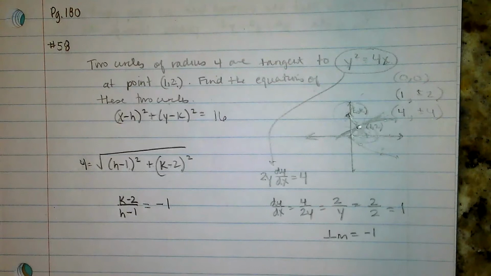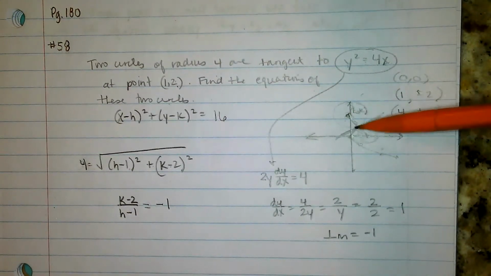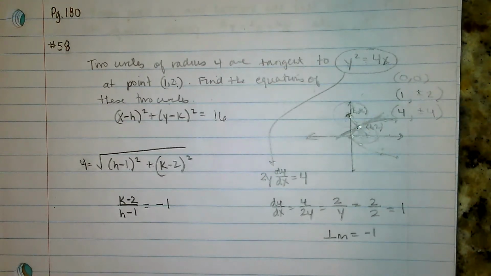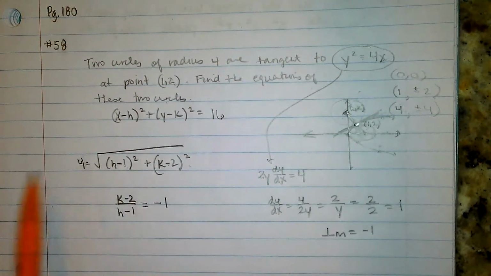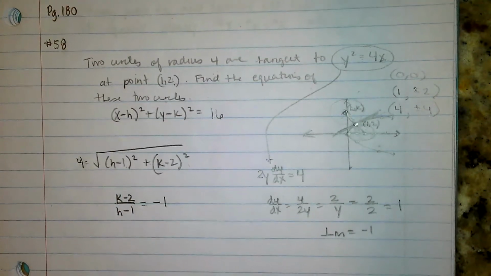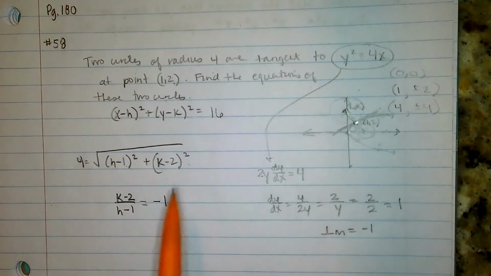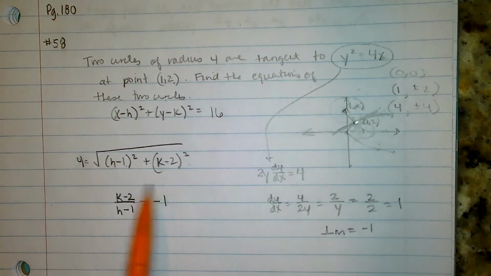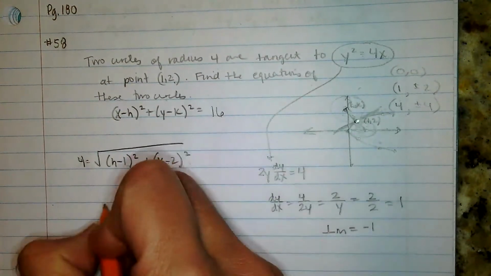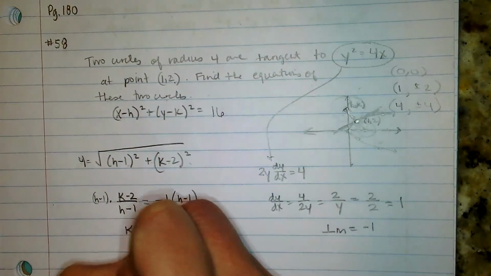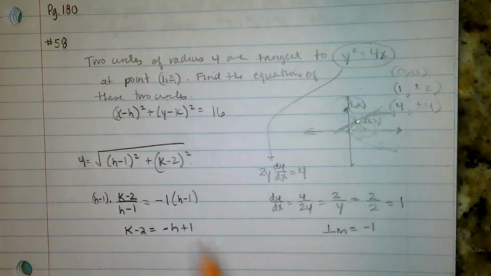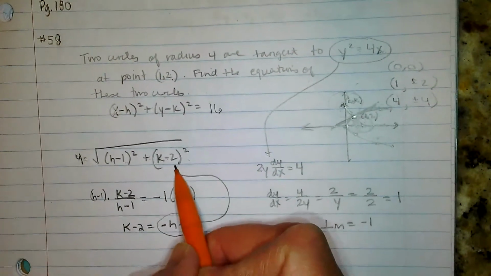So on top of bringing in geometry, in the sense of the radius needing to be perpendicular to the tangent line, we're also bringing in the distance formula, slope formula, and a system of equations. So really this is all inclusive of all your algebra and geometry. If we wanted to solve this, it would be a system of equations. I would probably just multiply both sides by h minus 1, and k minus 2 equals negative h plus 1. Then I would go up here and plug that in there.